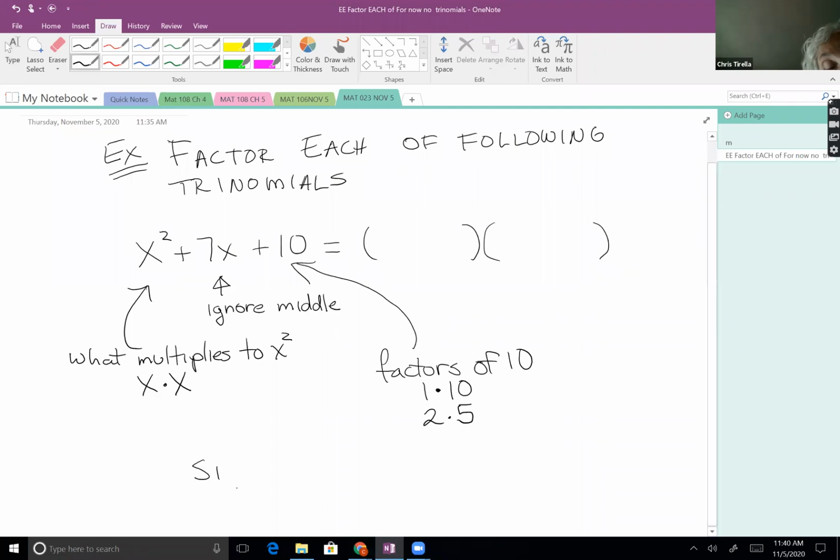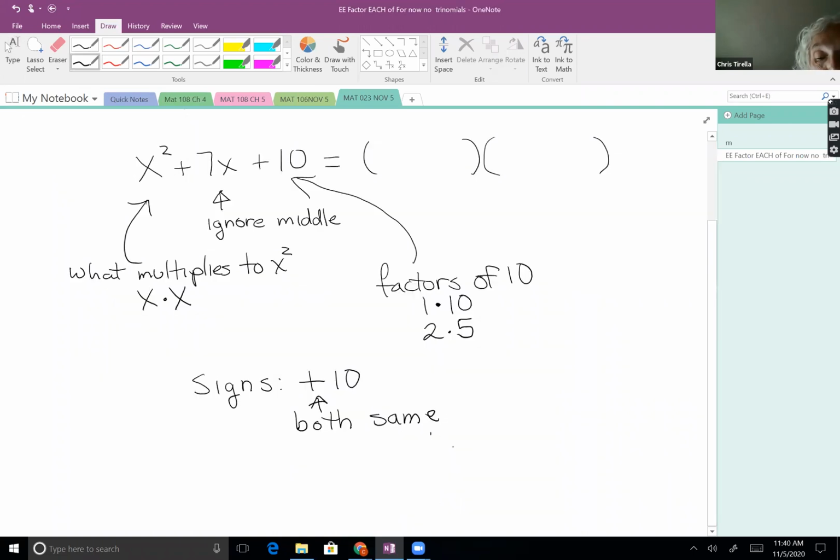Then I look at the signs. Because the 10 is positive, it means my signs are going to be both the same. And if they're both the same, the middle term tells me that they're both positive. Is everybody all right with just looking at that trinomial and seeing those?